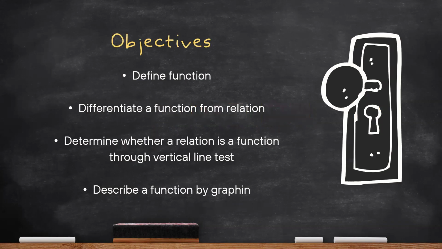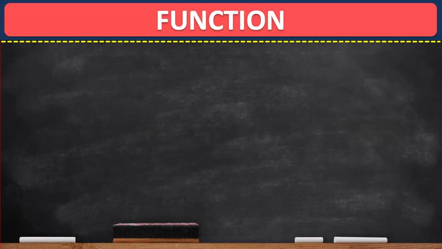Objectives: to define function, differentiate a function from relation, determine whether a relation is a function through vertical line test, and to describe a function by graphing. So first, let us define function.